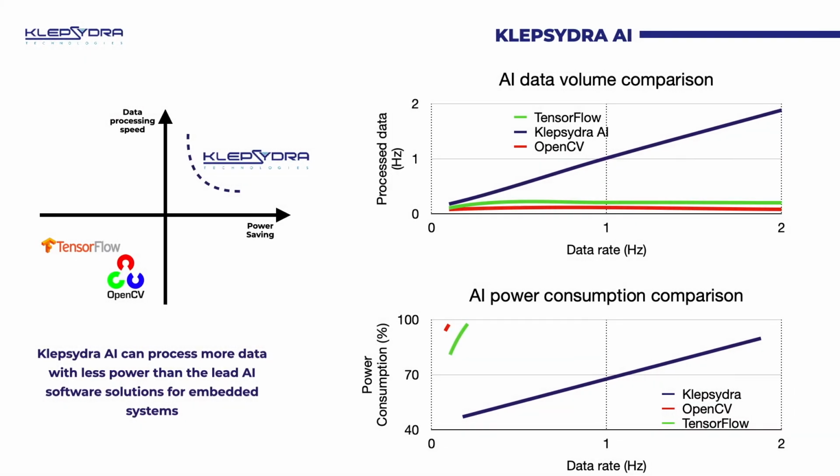We have also another product for AI on board. We have been using this kind of pipelining technique with substantial success. As you can see, compared to the market leader, Klepsydra performed extremely well in this area: much higher throughput and much better energy consumption.